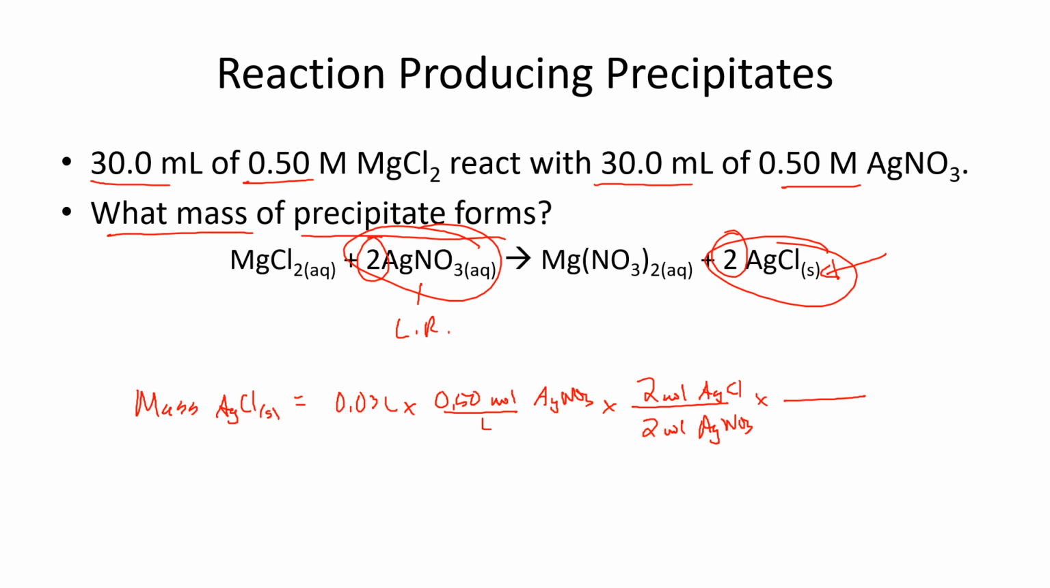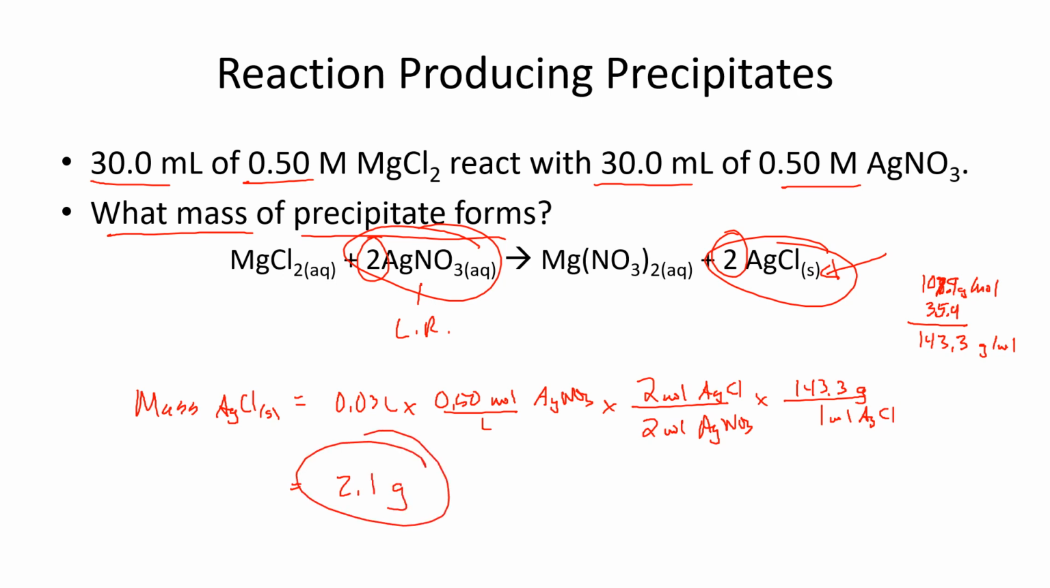I'm going to pause and look that up. Okay, so I got 143.3 grams for every mole of silver chloride. And so if we work this out, 0.03 times 0.5 times 143.3, I get 2. I guess we only got 2 sig figs here, so 2.1 grams of the precipitate. Yay!